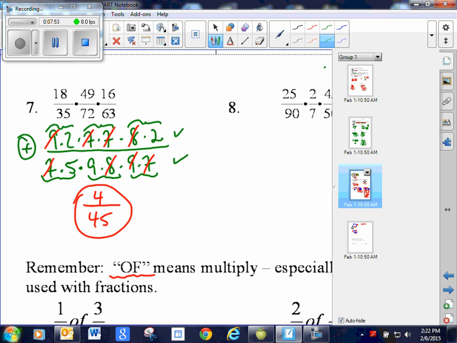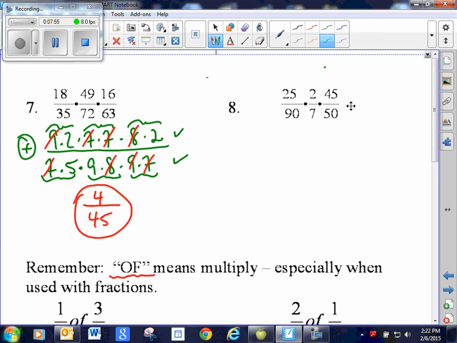Okay, a couple more. All right, here's a page that I've done some already. Here come the big dogs. These problems, these fractions are big. There is no way you want to multiply 18 times 49 times 16. That's a big number. Even if you have a calculator, it doesn't matter. You're going to end up with a huge numerator, a huge denominator, and then you have to simplify it because we always have to write our answers simplified.